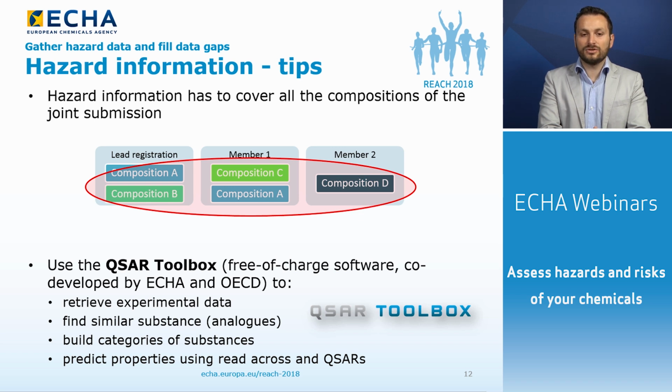Another piece of advice is to use the Chesar Toolbox software. It's free. ECHA and OECD develop and update it. The Chesar Toolbox can be used for most of the steps we have seen in this presentation today: retrieve experimental data, find similar substances, build categories of substances, and predict properties using read-across and QSARs.